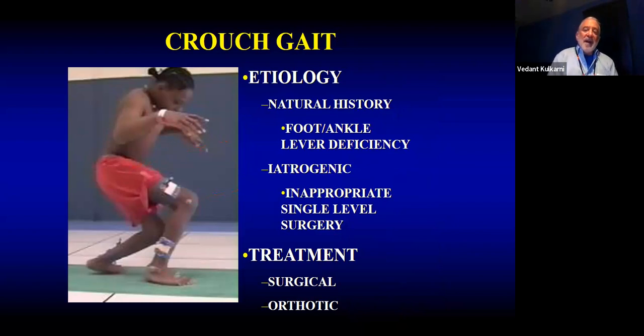Crouch gait is also part of the natural history of gait. Children typically start out in jump. As they get older, if they're not treated, they get tightness at multiple levels and their foot breaks down. They get lever deficiency and they transition from jump to crouch. And again, early teens to late teens is where this usually happens.